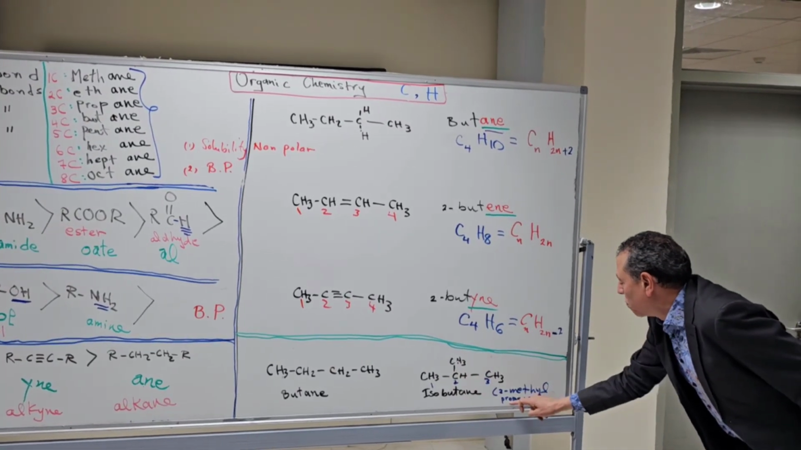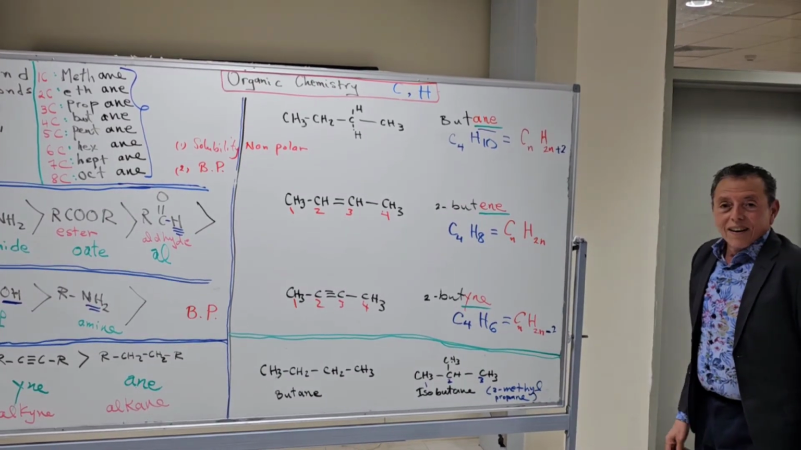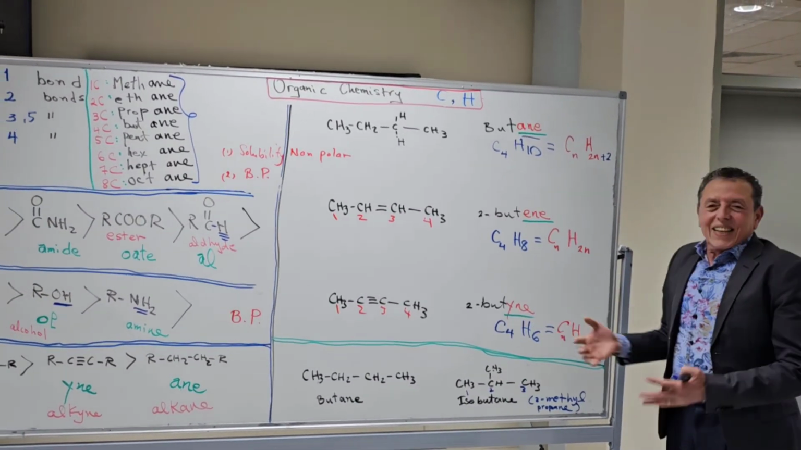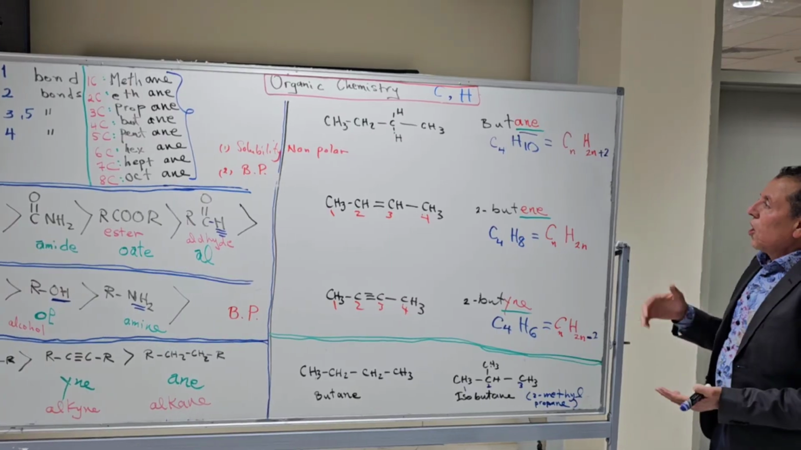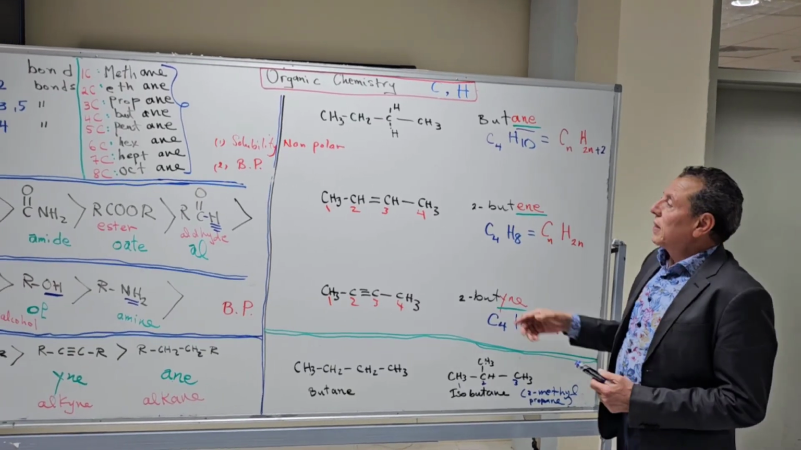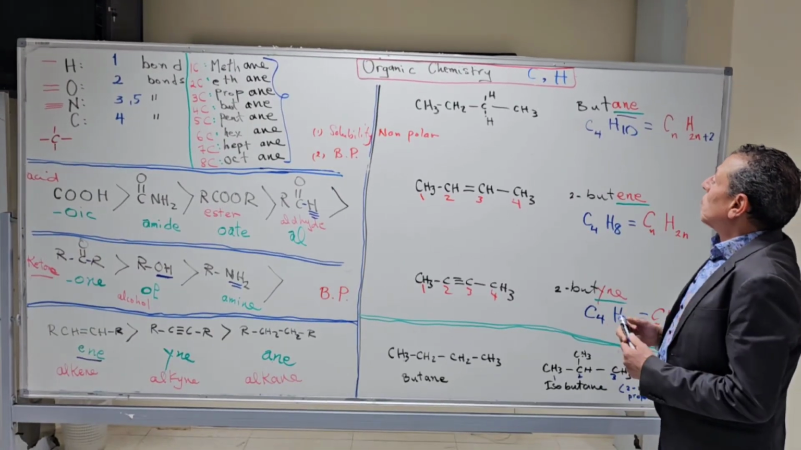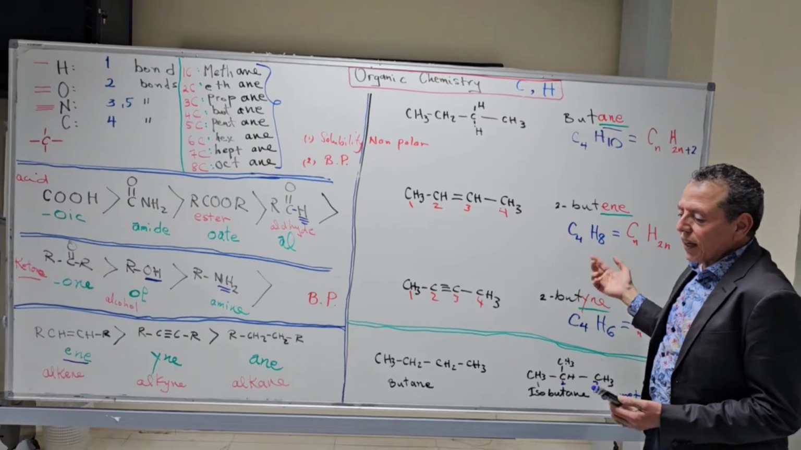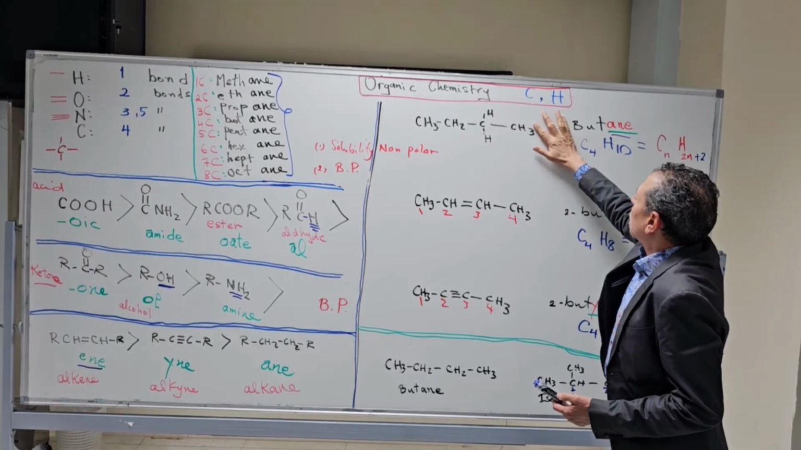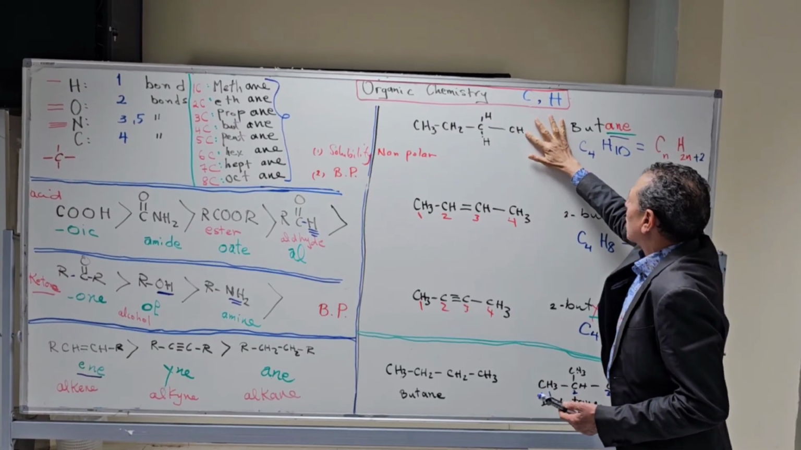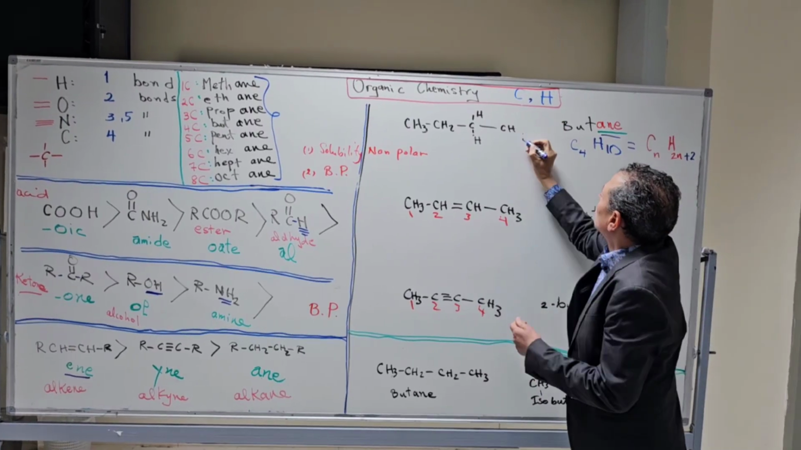So it will be 2-methylpropane. So now you understand how to do the nomenclature. What about if you would like to put a functional group? How do you do the nomenclature? Very easy. So for example, if here is a substitution of hydrogen, it means it will be only 2.